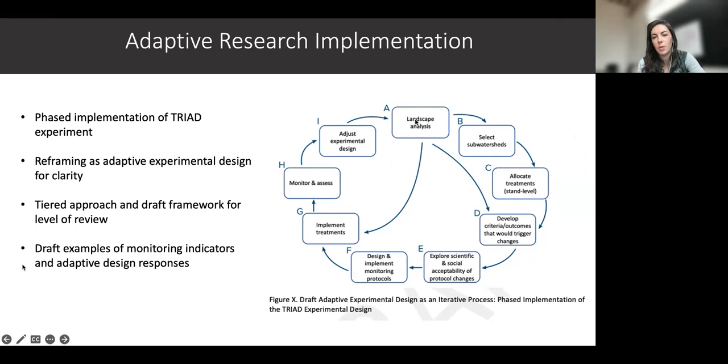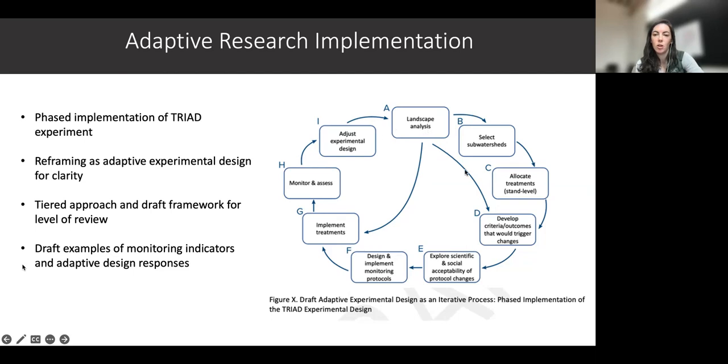So you can see, up at the top with A, landscape analysis, selecting sub-watersheds, allocating treatments at the stand level, developing criteria or outcomes that would indicate changes in the experimental design, and then moving towards exploring scientific and social acceptability of protocol changes, designing and implementing the monitoring protocols, implementing treatments, monitoring and assessing using the framework that was shared as part of the monitoring plan draft, and then making adjustments to the experimental design and associated management as needed.